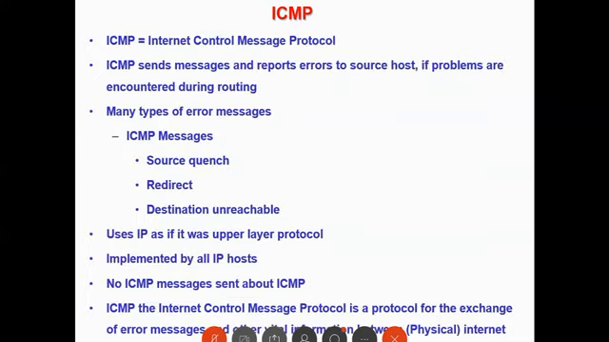ICMP, Internet Control Message Protocol. ICMP sends messages and reports errors to the source host. Suppose there are some errors in transit; it informs the source that errors occurred during routing. There are many types, such as source quenching, redirect and so on, which we don't need now. We just want to understand the different types of protocols, to understand how the packet flows on IP in the OSI layer.